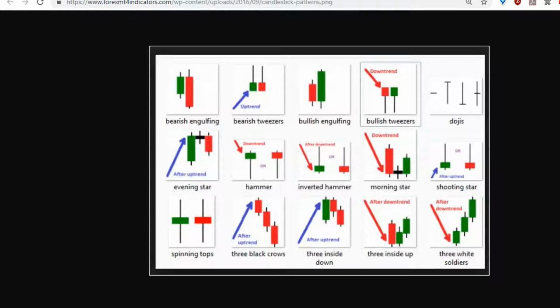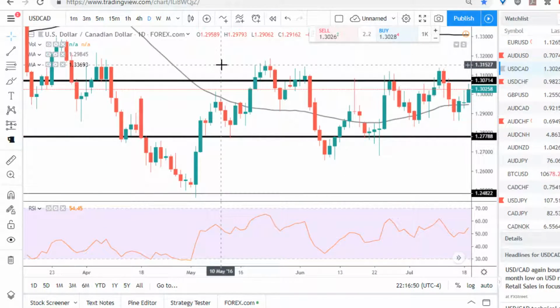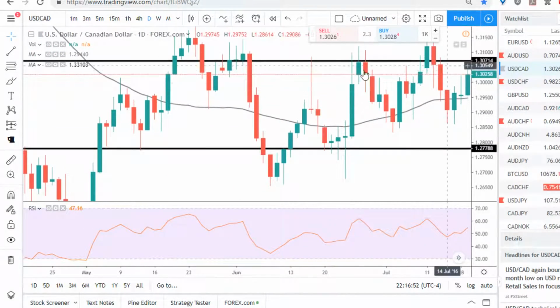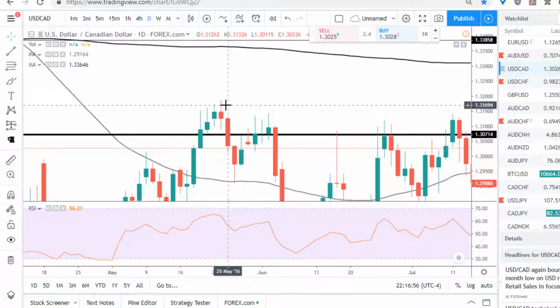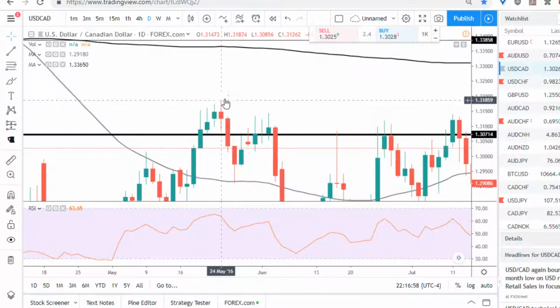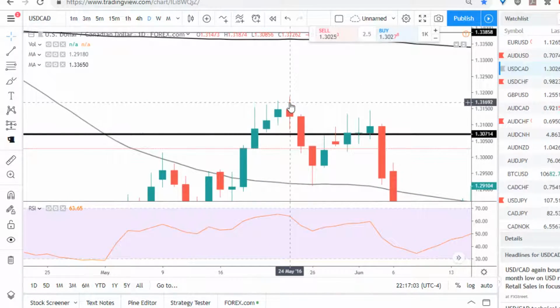Another one is the spinning top. A spinning top represents indecision in the market, and I'll explain why once I find a good one. Here's a good one. Typically, a lot of times they form at support and resistance, when the bulls and the bears are battling at a specific price point, and no one really knows where the market's heading. So here's a good example of a spinning top.